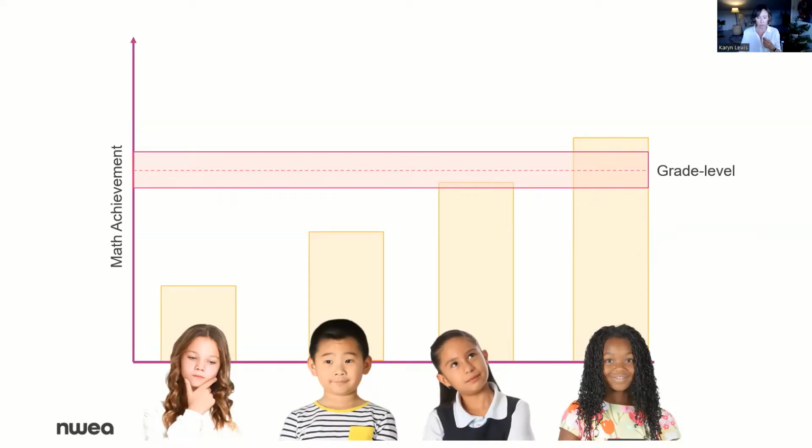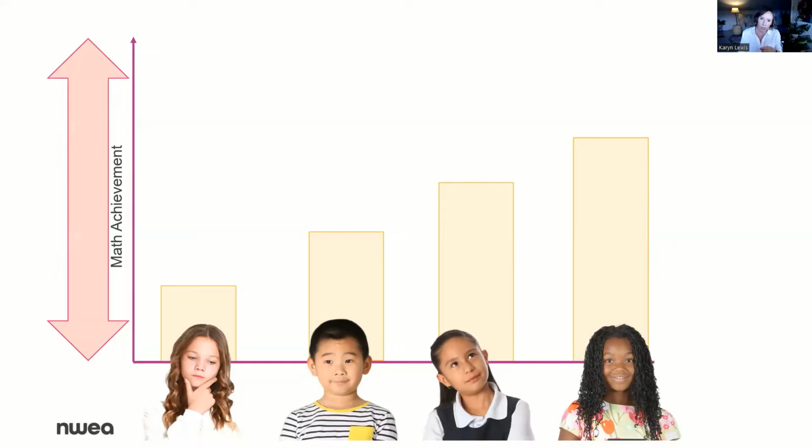Since the purpose of the MAP growth assessment is to precisely measure a student's achievement level, it would be counterproductive to hone in on a narrow band of the achievement spectrum and focus only on a grade level standard. Instead, what we want to be able to do is meet students where they're at, regardless of whether that's at, above, or below grade level. In other words, we need the assessment to have a very high ceiling and a very low floor, so we can capture all ranges of achievement.